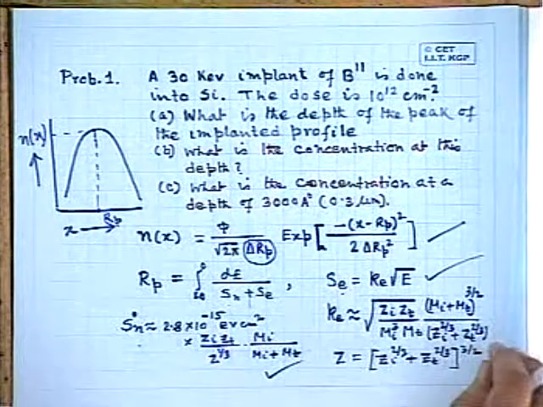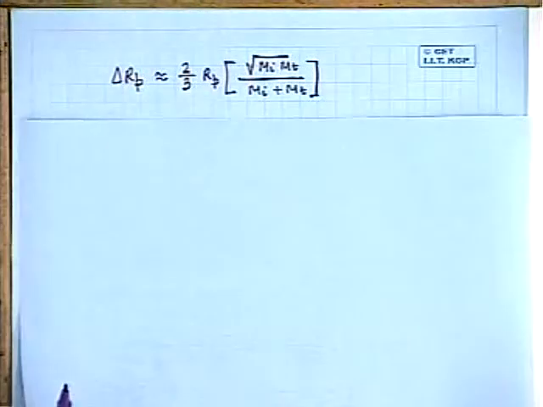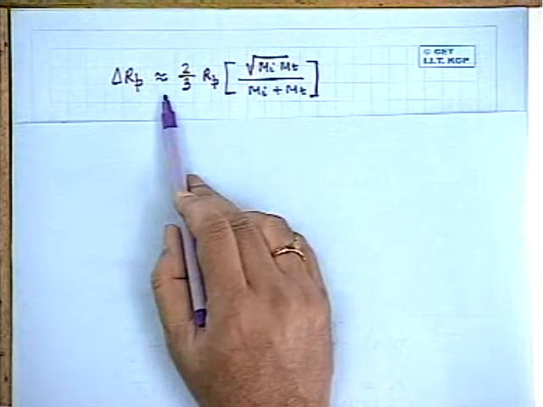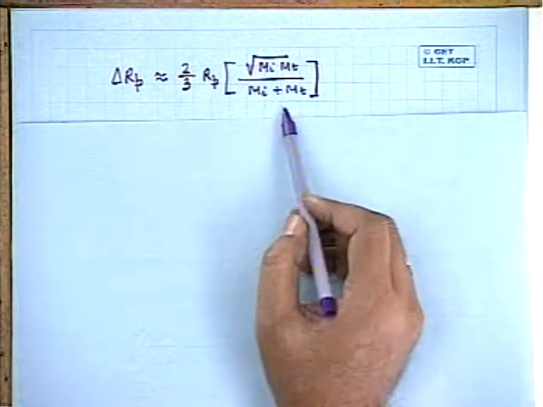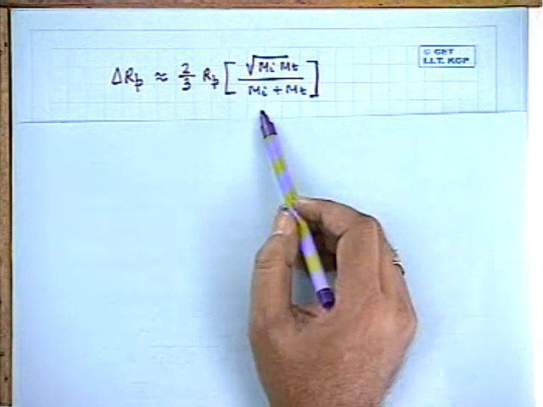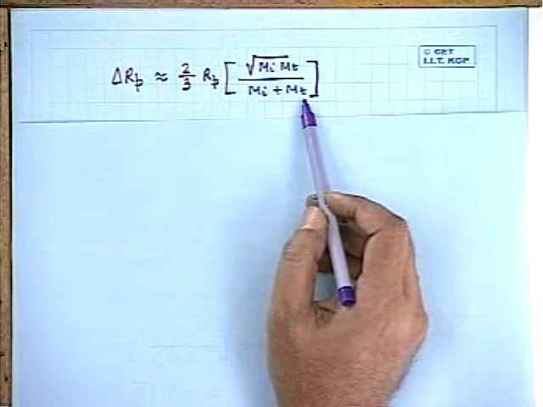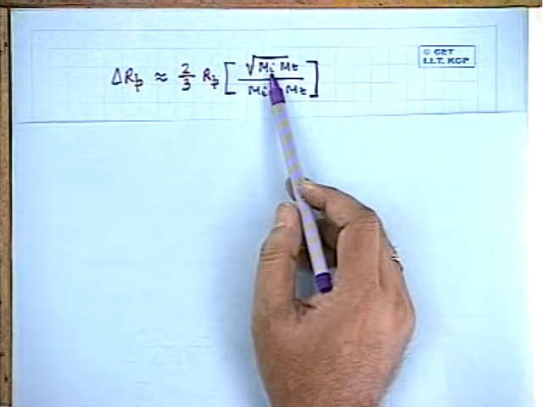And delta Rp is again related to Rp by this relation. You see, delta Rp is equal to 2/3 Rp times square root of Mi Mt divided by (Mi plus Mt). I stands for ion, T stands for target. M is the mass number and Z is the atomic number.